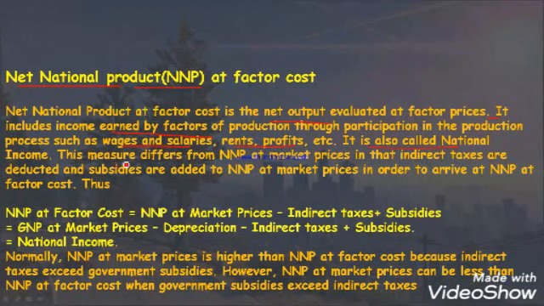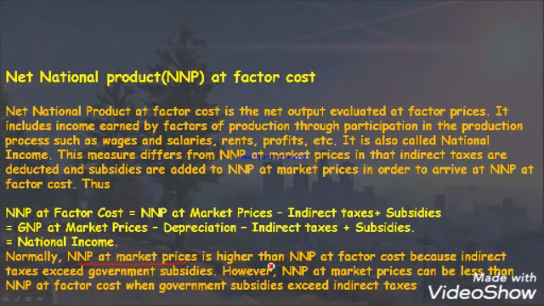This measure differs from NNP at market price in that indirect taxes are deducted and subsidies are added at NNP at factor cost. There is another formula for national income: GNP at market price minus depreciation minus indirect taxes plus subsidy. But there is a very low probability that this formula will be asked in your examination.